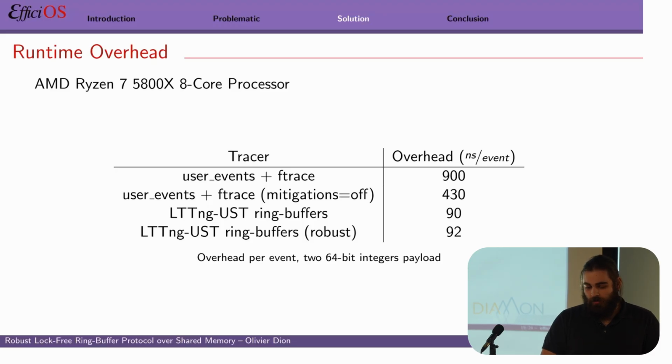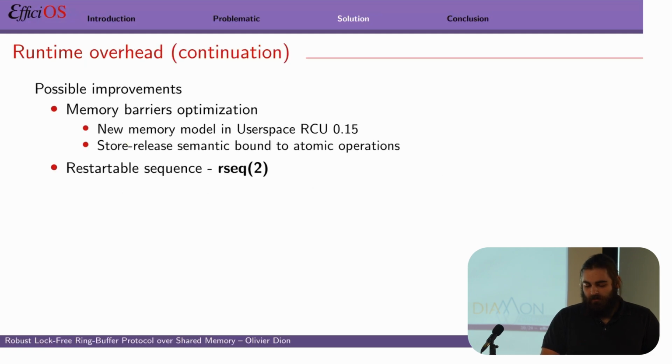And with this new protocol, I did the same benchmark, so that was on my computer. And we can see that we add a 2 nanosecond overhead per event with this new robust protocol. And there are some possible improvements in the future that we think of. We could optimize some memory barriers in the fast path using the new memory model introduced in our userspace RCU.